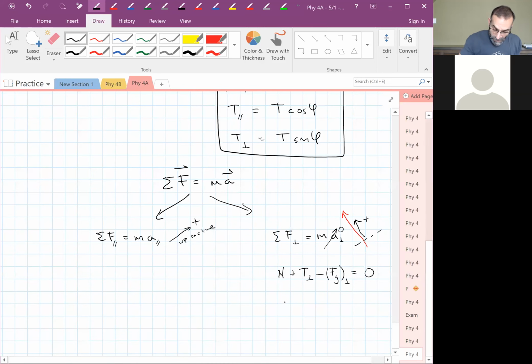Okay, so the normal force is going to be FG perpendicular minus T perpendicular. And what is that? That's mg cosine theta minus T sine phi. So now I know my normal force. I think all of that was given.